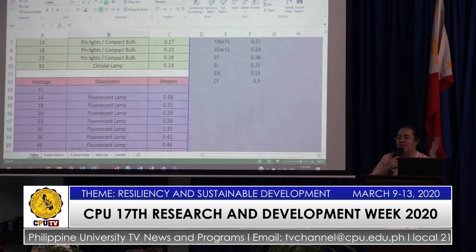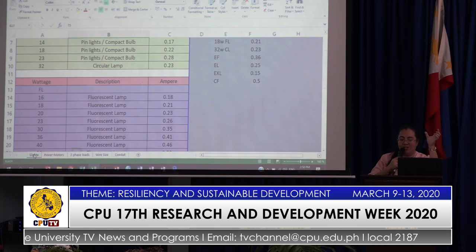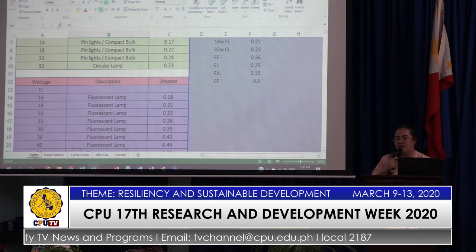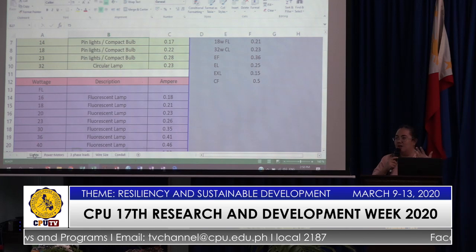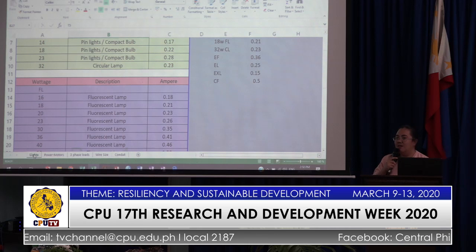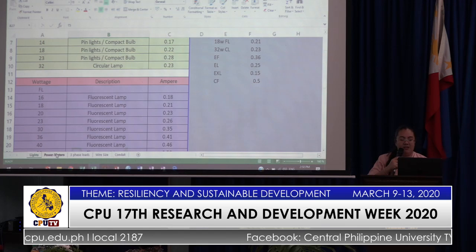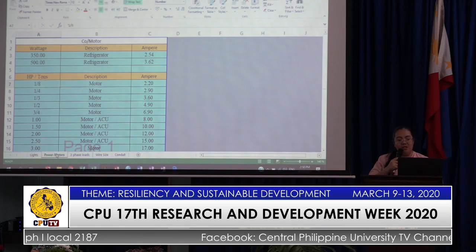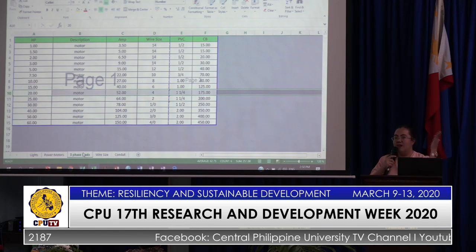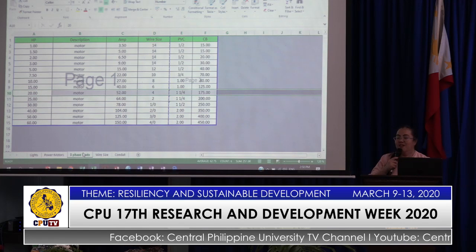So all I have to do is just look up what light I am looking for, whether it would be a pin light, a compact bulb, or a fluorescent lamp, and how much the current would be. So I have that one, I have single phase motors, I have three phase, the wire size. I have been compiling this for that long.